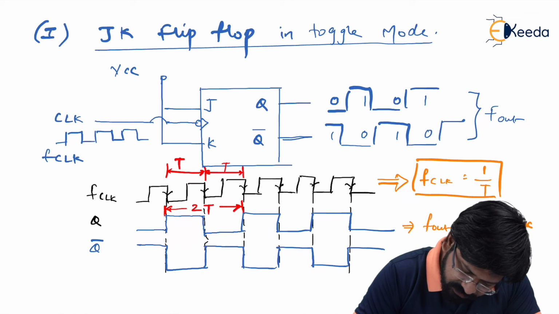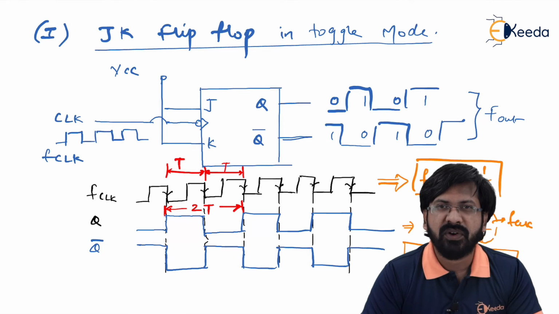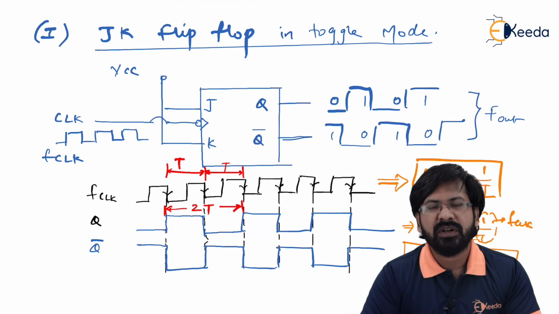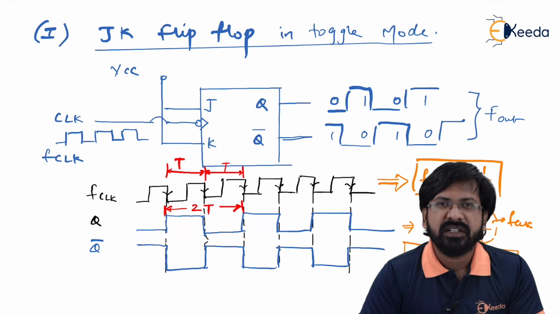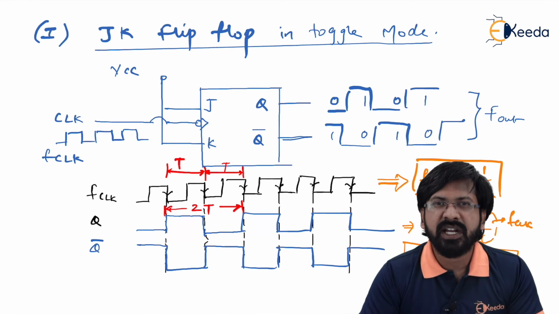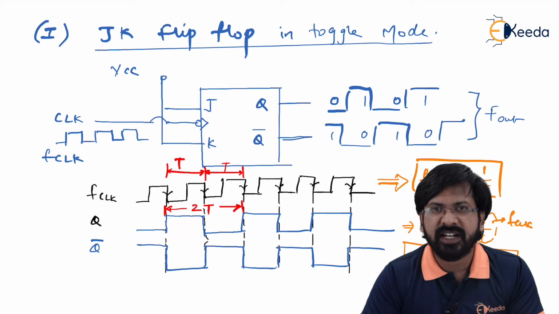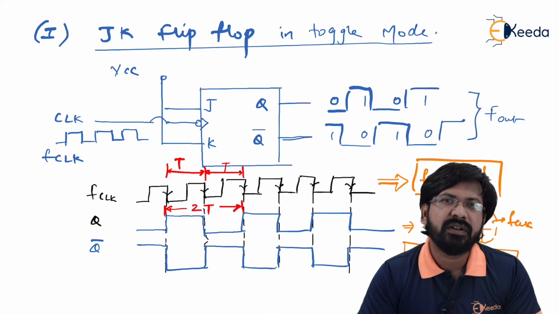So can I say this is f clock divided by 2? This is nothing but the output frequency. So as you can see, the output frequency is just half of f clock, right? This is the property of a flip-flop which is configured into toggle mode, and the property says that on Q as well as Q bar, a square wave is generated, because Q as well as Q bar keeps on complementing itself at every edge. That edge could be positive edge or negative edge, depending upon what type of triggering you have applied.